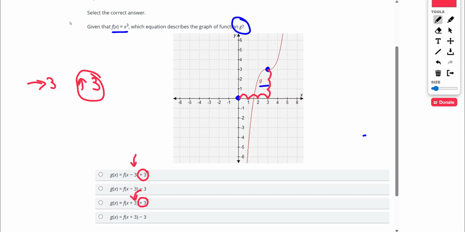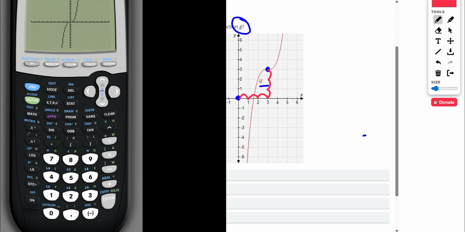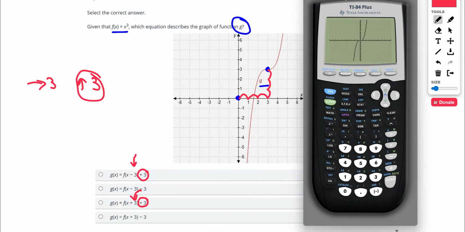Which one is it? If you already know the answer, great. If you don't, and even if you're like 60% sure, what we can do is graph this parent function. And we can put in first a minus 3 on the inside of the parentheses. Remember, this is a cube root function. And we know the outer number is plus 3. And we graph it. If it matches the g function, we know we've got our answer. And it does. So a minus 3 shifts the graph right 3.